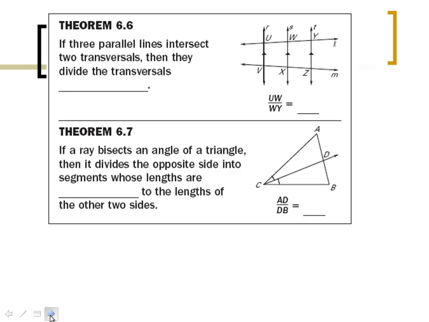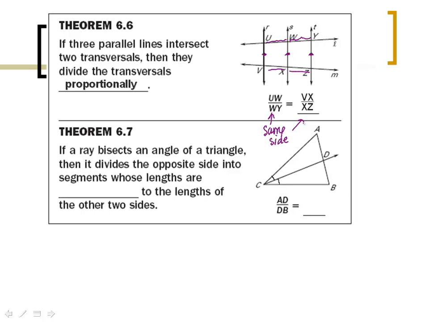Theorem 6.6 says if three parallel lines intersect two transversals, then they divide the transversals proportionally. So we've got our three parallel lines. Here's our triangle, and here's our triangle. They divide these two transversals proportionally. And it splits it up so that UW over WY, so again, they're on the same side, equals VX over XZ. And again, those two are on the same side.